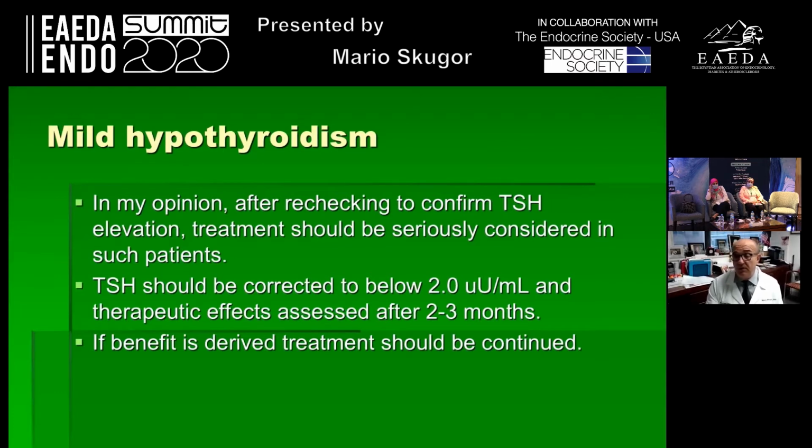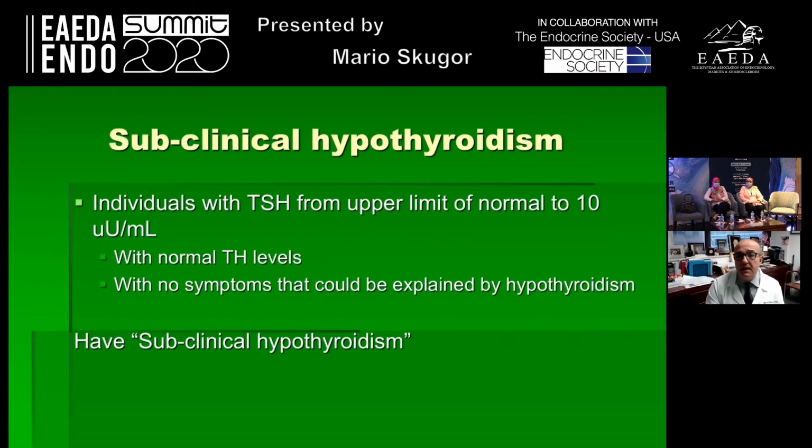How do you do this? Well, first of all, if the TSH is 6 or 7, you shouldn't bring it down to 4. You should actually bring the TSH to less than 2.0 microunits per milliliter, and then assess therapeutic effect. If benefit is derived, treatment should be continued. With this approach, you have probably a 50-50 chance to really help those patients because many of them will admit to improvement in the symptoms.